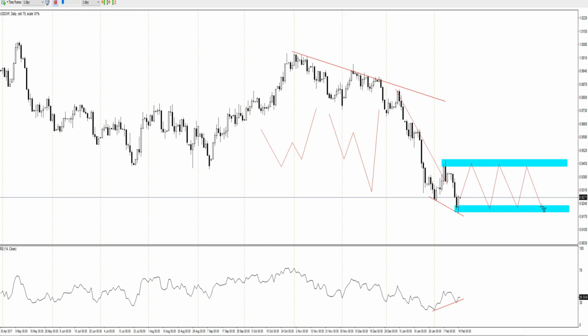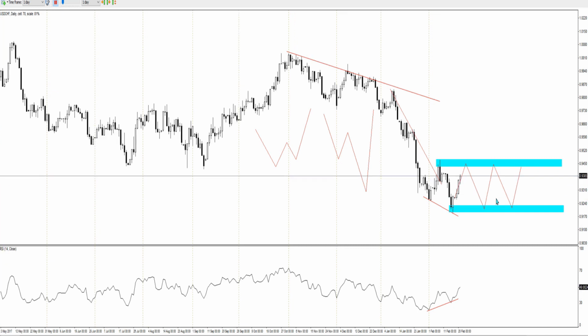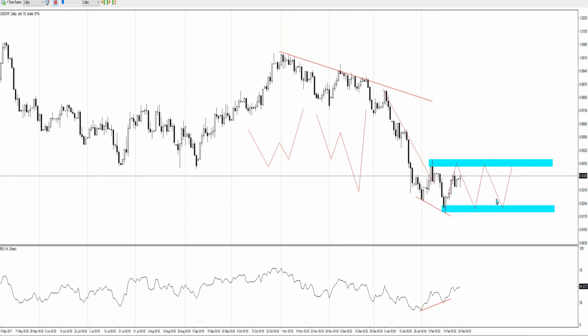And the area, the playing field in which we are going to trade, needs to be at least 100 pips in width. This one is 244 pips. So this is the perfect market state. So if price proves to stay inside this range, we can trade it.